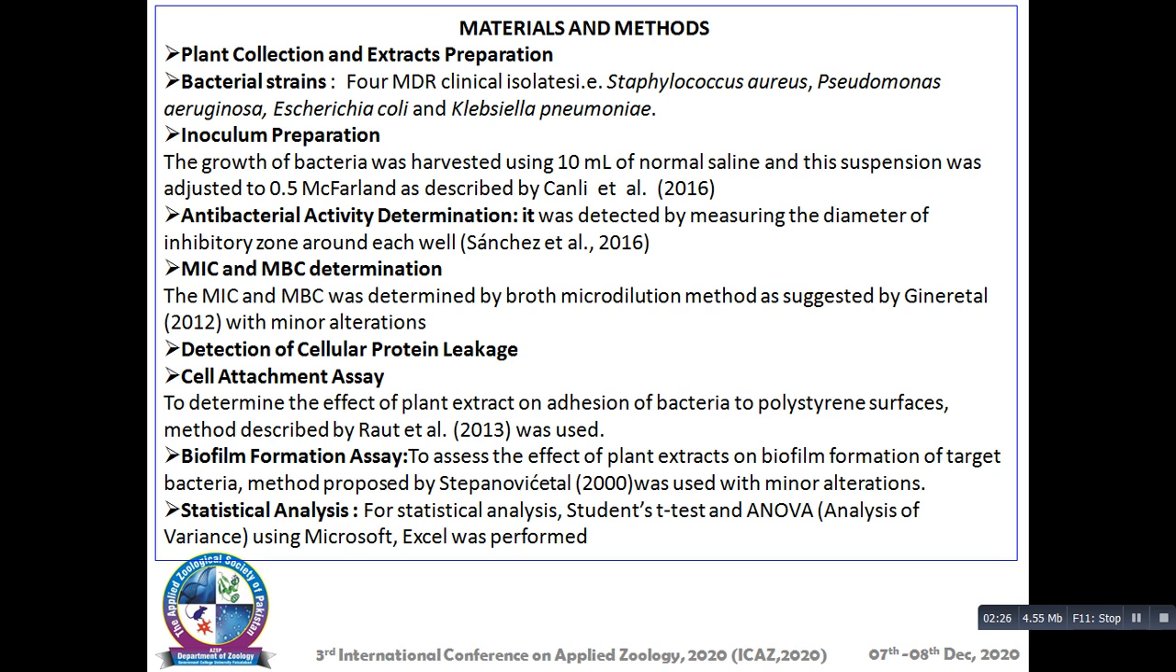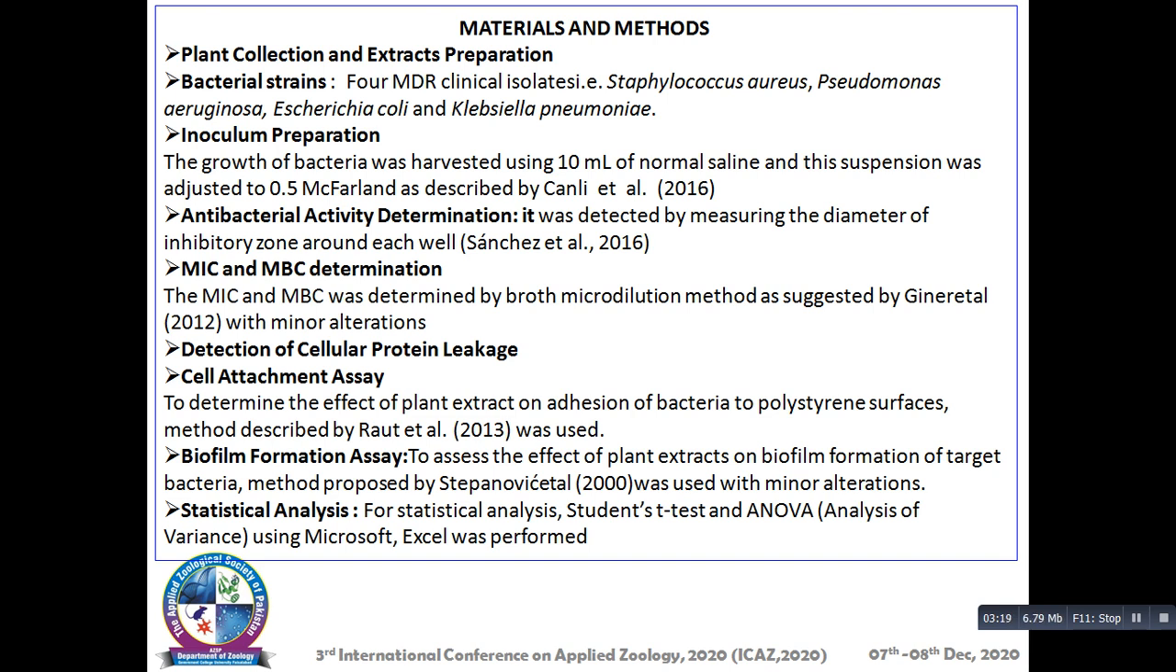After plant extraction, the antibacterial activity of the plant extracts was evaluated against 4 multidrug resistant clinical isolates, that is Staphylococcus aureus, Pseudomonas aeruginosa, Escherichia coli, and Klebsiella pneumoniae. For inoculum preparation, each bacterial strain was subcultured in LB broth at 37 degrees centigrade. The growth of bacteria was harvested. Antibacterial activity of different plant extracts was determined using the agar well diffusion method. Next, the minimum inhibitory concentration and minimum bactericidal concentration of plant extract were determined by the broth microdilution method.